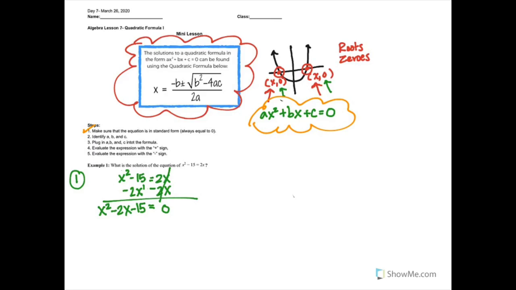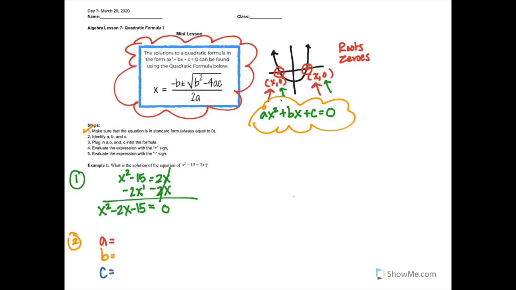Now step 2, I need to be able to identify what my a is, what my b is equal to, and what my c is equal to. And simply I'm just going to look at my equation. I'm going to color this just to make it a little more clear. So my a is going to be in red, my b is going to be in orange, and my c is just simply going to be in blue.